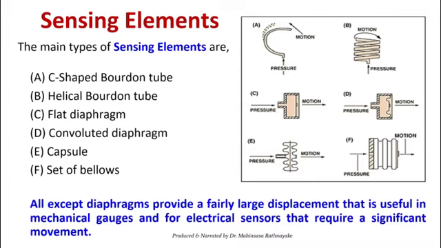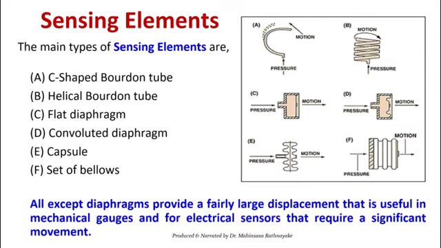Diaphragms are a little different compared to other sensing elements, because other sensing elements provide a fairly large displacement. All these sensing elements are related to a displacement versus pressure relationship. If I simply tell you what happens, when pressure is applied to this sensing element, an example would be the Bourdon tube.